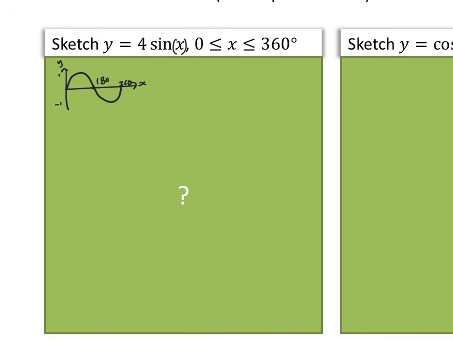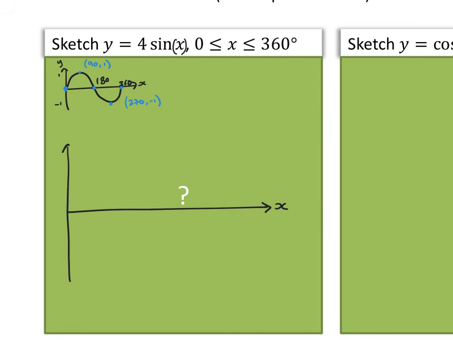And what do we do to all the y coordinates? We multiply them all by 4. Now, if I was to actually look at this graph and I think, where are my y coordinates? Because this is 0, 0, this is 0, this is 0. So I know it doesn't affect those 3 points. But my maximum here is actually, this is 90, 1. And my minimum is 270, negative 1. So instead of them being 1 and negative 1, they're now going to be 4 and minus 4. So guess what, everyone?